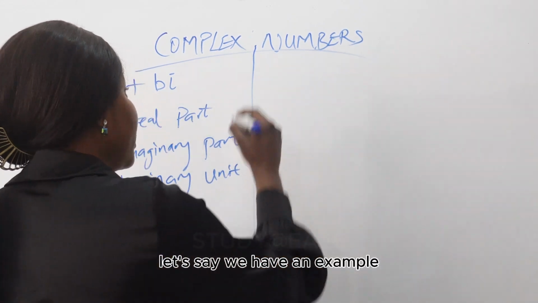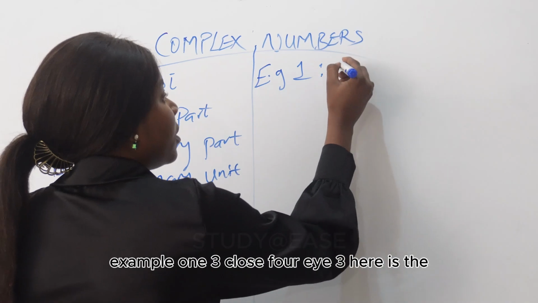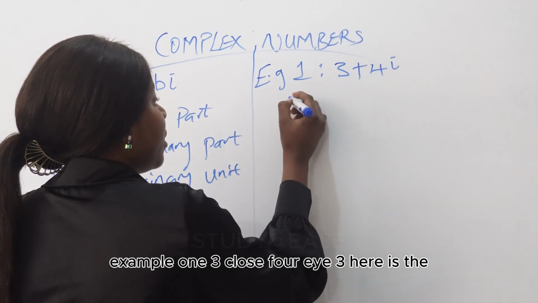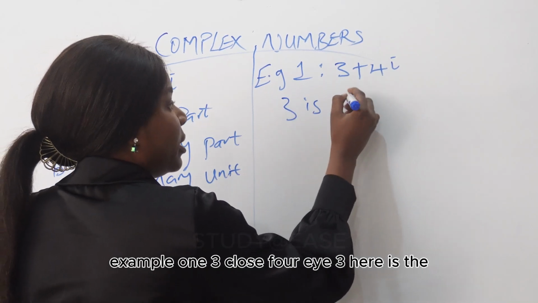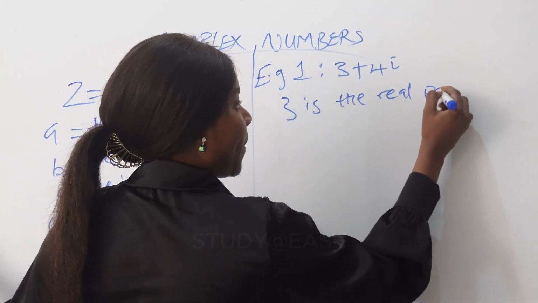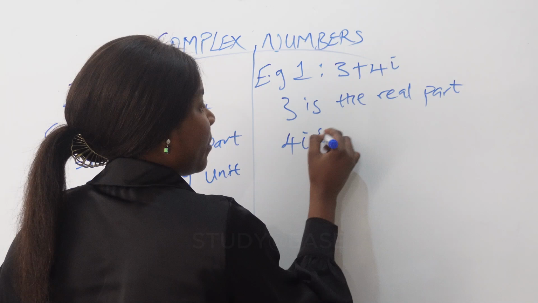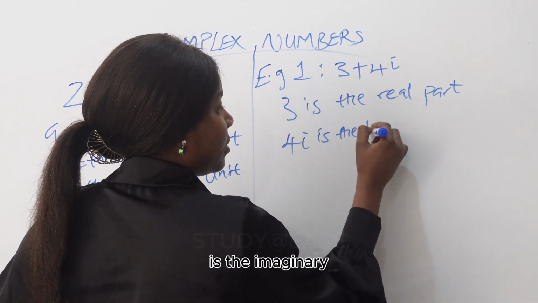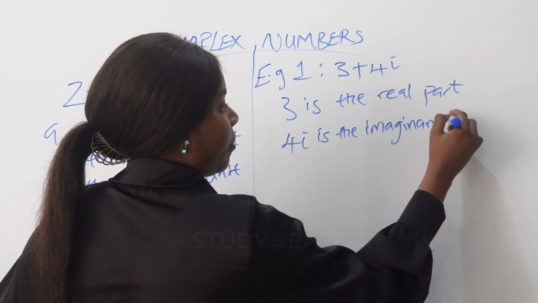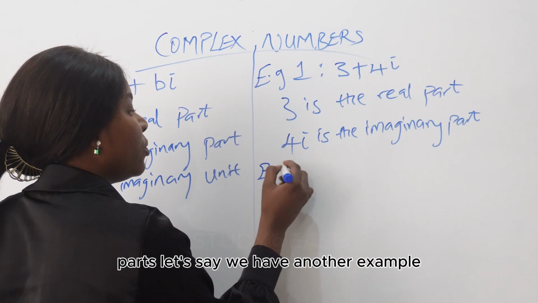Let's say we have an example. Example 1, 3 plus 4i. 3 here is the real part, 4i is the imaginary part.